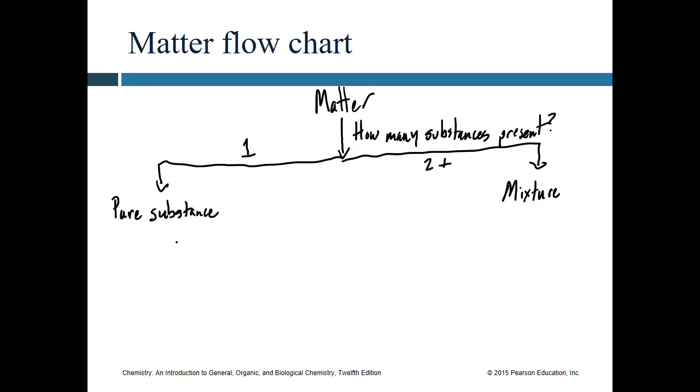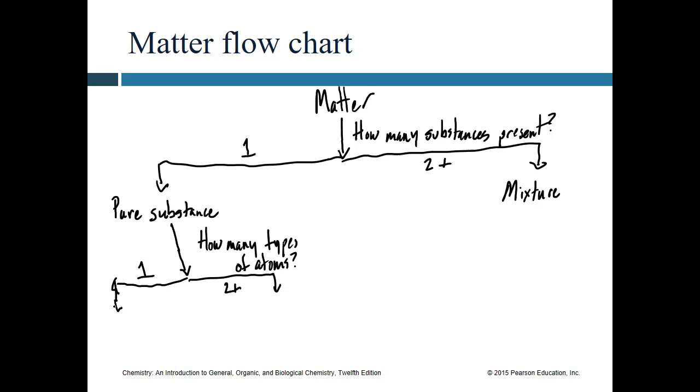Within a pure substance, we can ask another question. How many types of atoms are there? If the answer is 1, we know that we're dealing with an element.